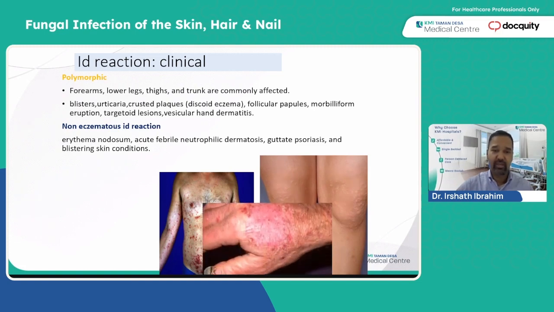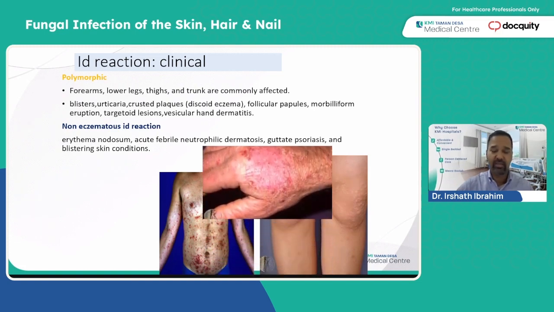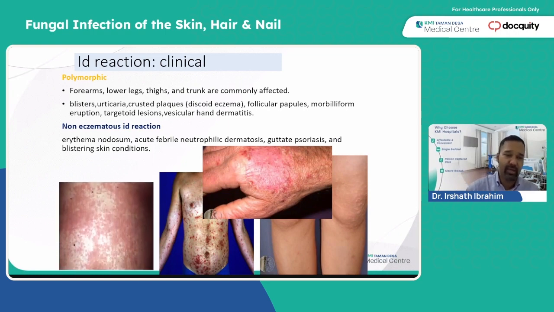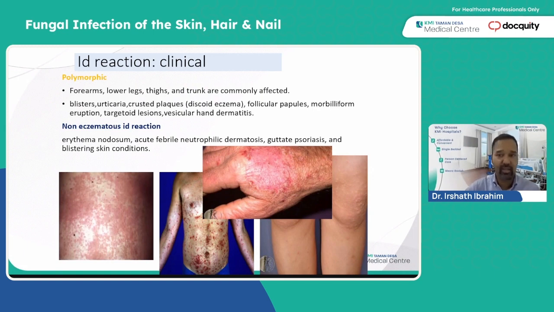See, ill-defined erythematous, dry plaque over the dorsum of the hand. It looks like a typical eczema. And this could be a drug reaction or could even be eczema. This is also an EAD reaction secondary to an infection somewhere else.